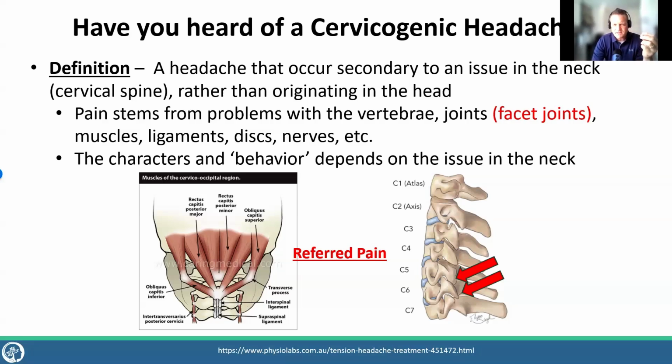And the characteristic and the behavior of these types of headaches depend on what in the world is happening in your neck. But they're a type of referred pain. So now you're asking me, well, what is referred pain? Let me give you an example of this.